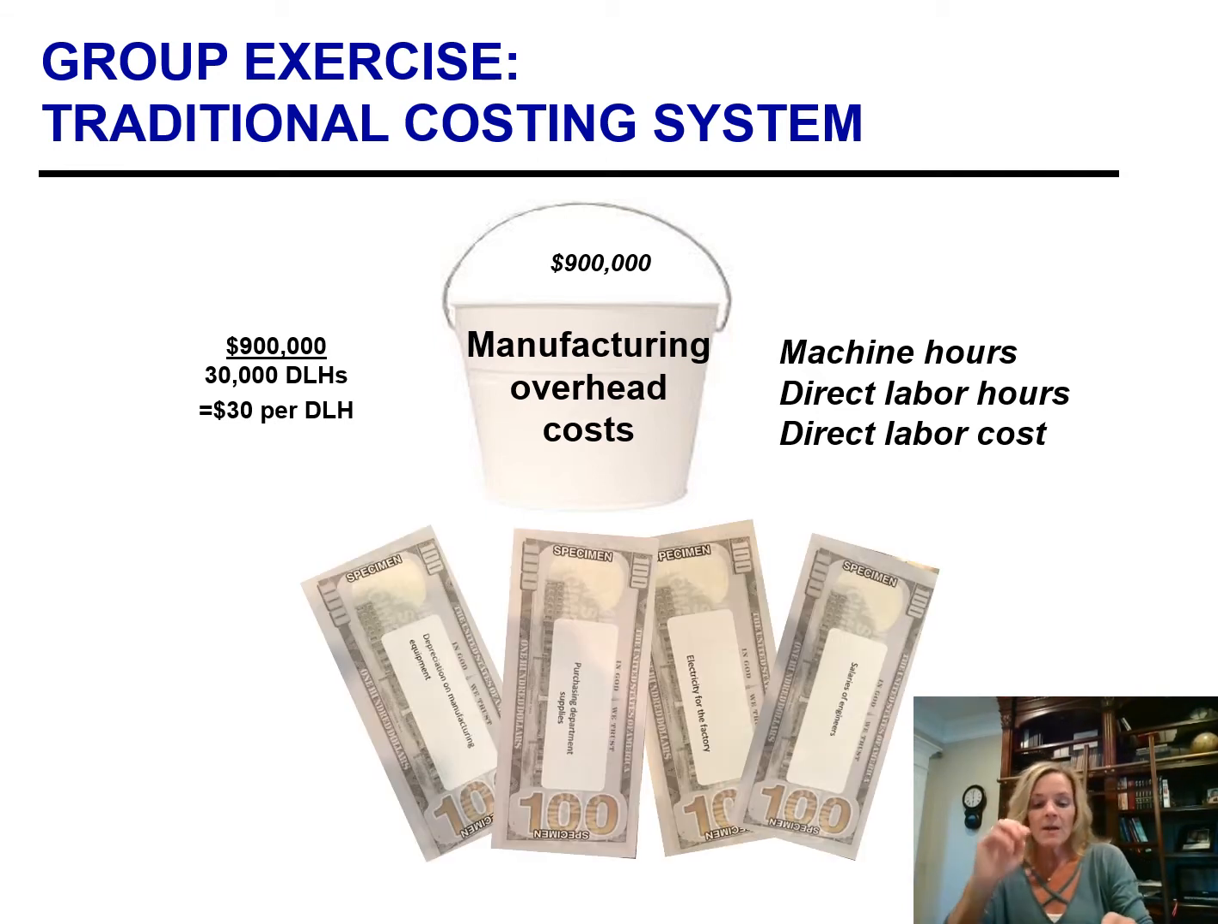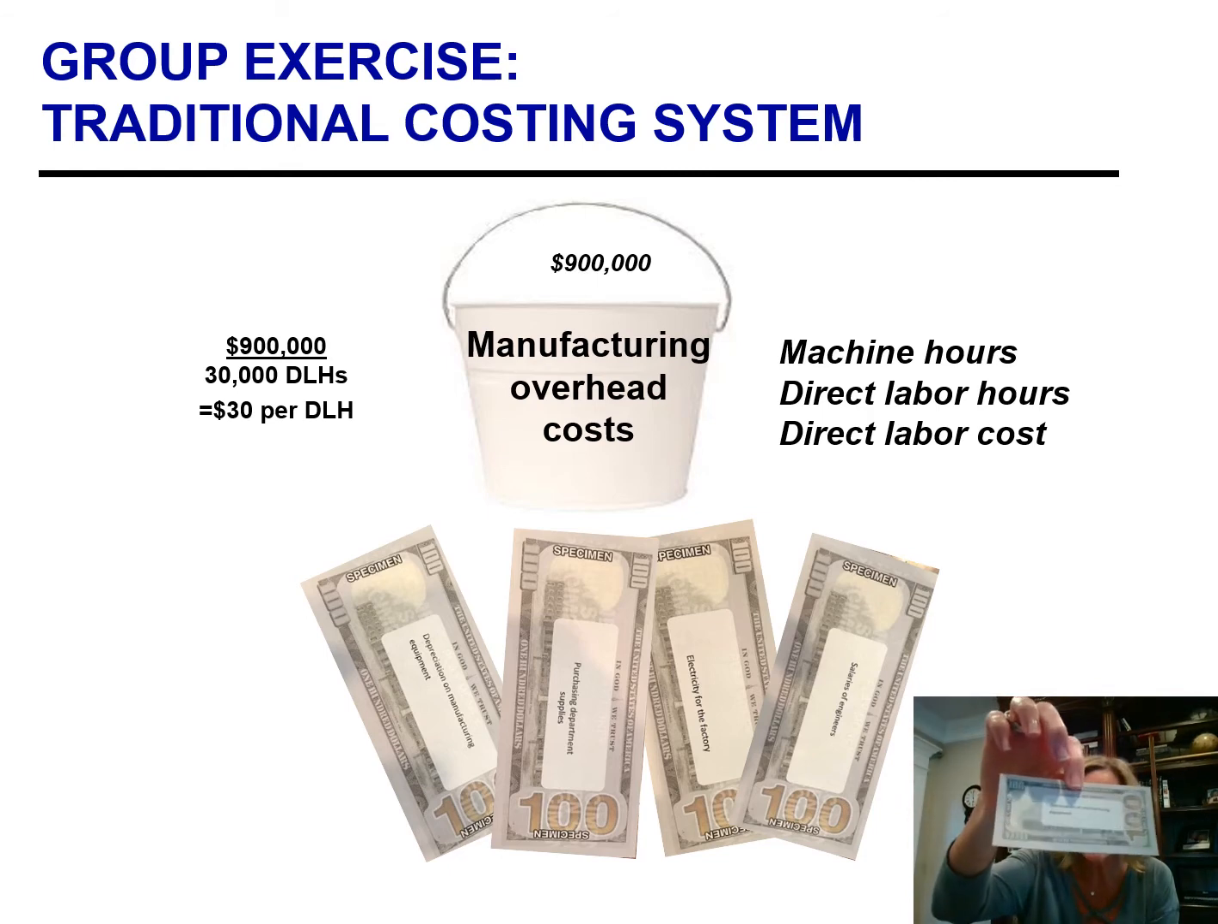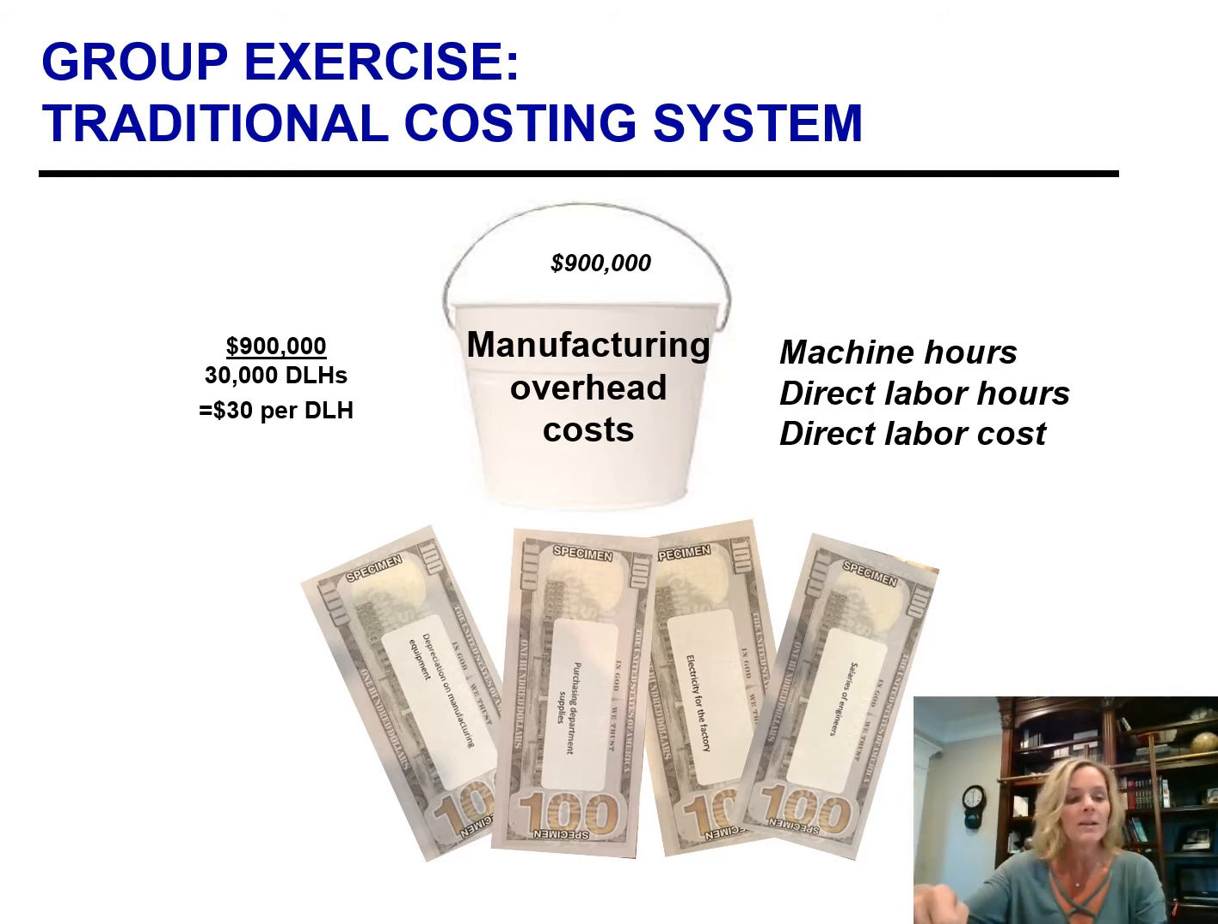All right, what I want you to think of is that each $100 bill, and I would typically give these out to students, has a cost on it. The one I'm looking at right now says depreciation. I don't know if you guys can see this. Depreciation on manufacturing equipment. This one here has salaries of engineers, electricity for the factory, and purchasing software. All right, but you get the gist of it. So each $100 bill, and every student would get one of these, represents a different overhead cost.